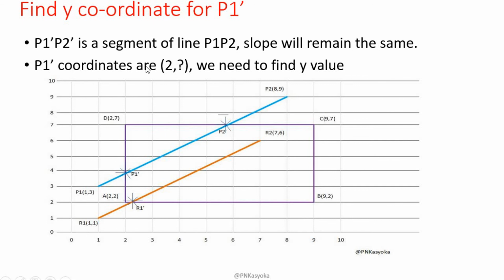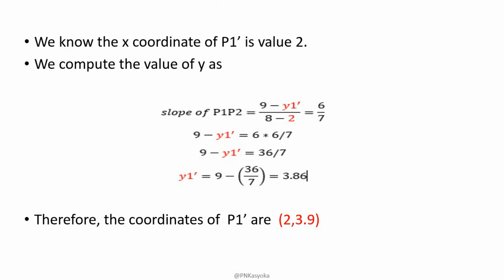Now, P1 dash coordinates are here 2. We know this is the x-axis 2, so we have 2, and then the value in the y-axis we do not know, so we need to find it. So we know the x-axis coordinate of P1 dash is value 2. So we compute the y by basically substituting into the computation for the slope. And once we substitute, we end up getting 3.86. Therefore, the coordinates for P1 dash are 2, 3.9.